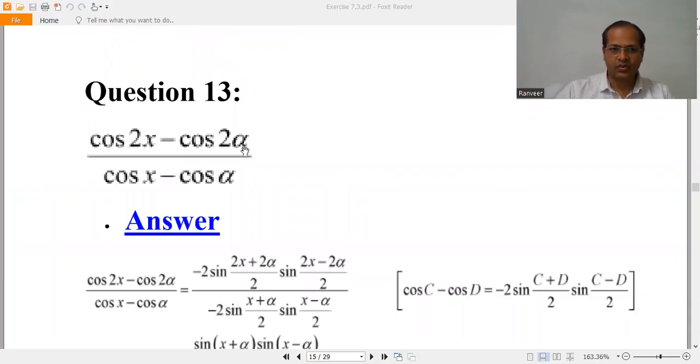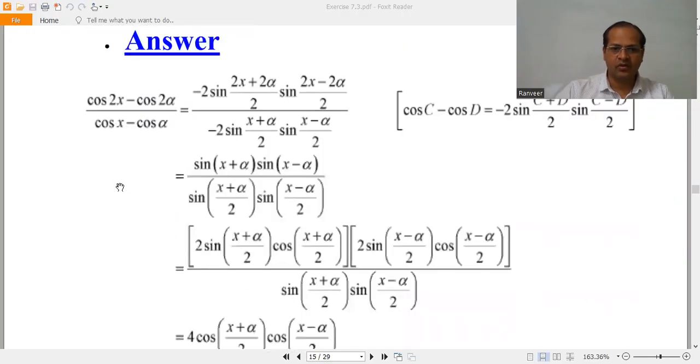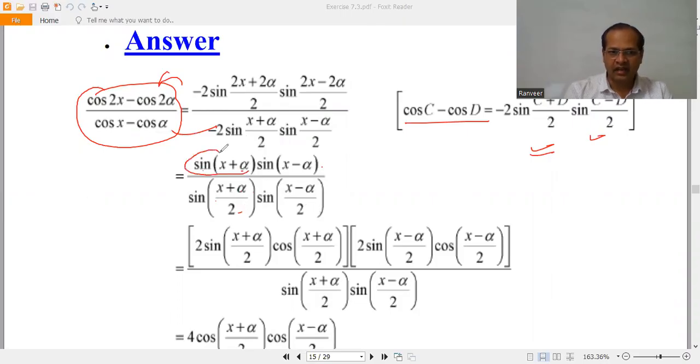Cos 2x minus cos 2 alpha over cos x minus cos alpha. So this is also something we first have to transform without writing any integration value. First you have to write the given value, and cos c minus cos d is minus 2 sin c plus d by 2 sin c minus d by 2. This is the value. So cos 2x minus cos 2 alpha is minus 2 sin c plus d by 2 sin c minus d by 2. Just we apply the value, and sin x plus alpha, sin x minus alpha, sin x plus alpha by 2, sin x minus alpha by 2. Now sin alpha, and this is sin alpha again, 2 sin alpha by 2 plus x plus alpha by 2 cos x plus alpha by 2.